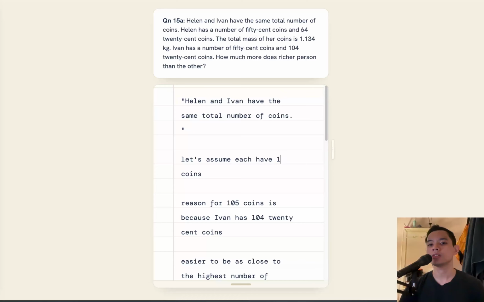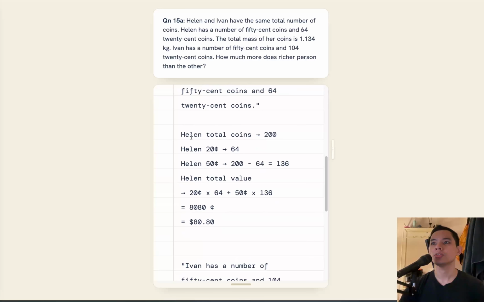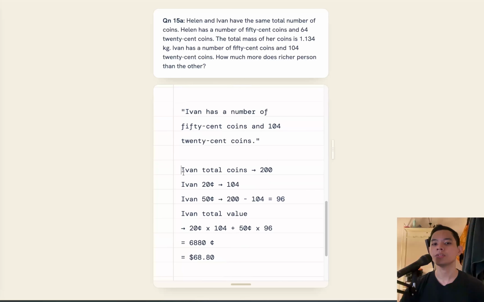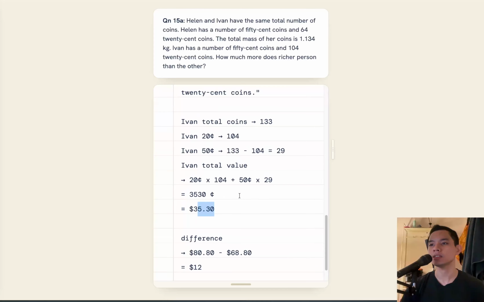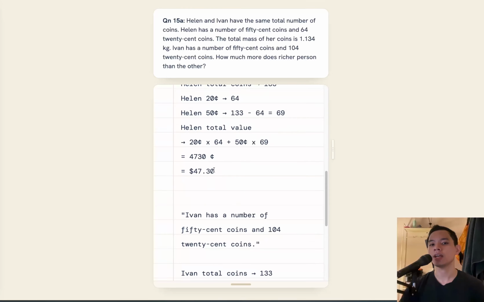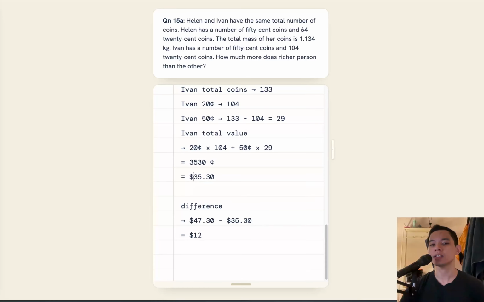Let's assume the number of coins is 133, some odd number. Do you think the difference is the same? If Helen's total coins is 133, that means 50-cent coins is 69. Therefore, Helen's total is $47.30. For Ivan, total coins is 133, 50-cent coins is 29. Ivan's total is $35.30. The difference is $47.30 minus $35.30, and it's still $12.